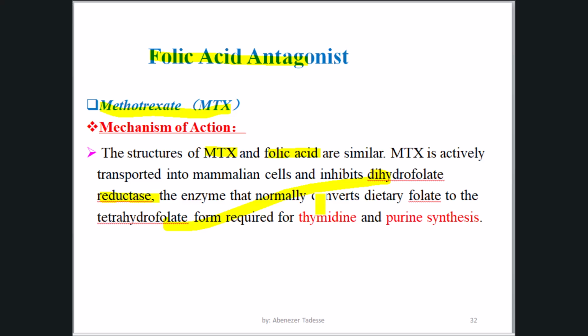Normally, tetrahydrofolate is responsible for the transfer of one carbon unit for purine as well as thymidine synthesis. Purines and thymidines have an important role as building blocks of DNA. So if there is scarcity, there will be no thymidine or purine. This means there will be no DNA synthesis, so there will be termination and the cell cannot proliferate. By this means the methotrexate can act.